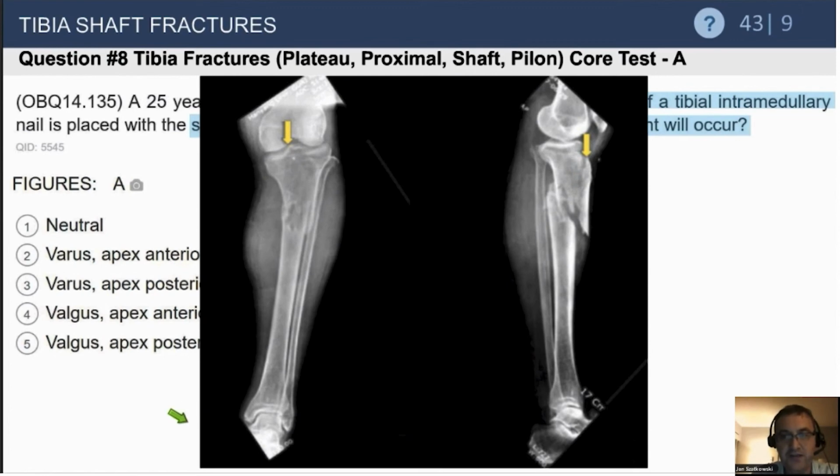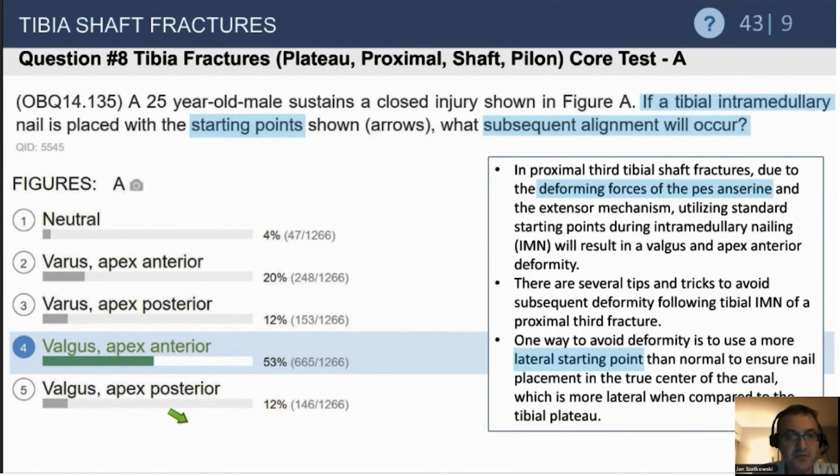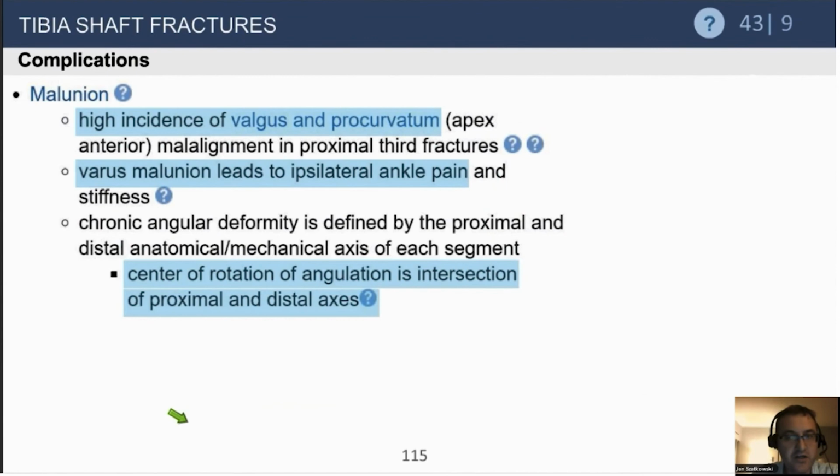We've talked about this already. This should be all review for everybody, but once again, we just want to get it again. Valgus, apex anterior. I think we've really covered this multiple times. Remember, you want to have a correct starting point on the lateral view, and if anything, a more lateral starting point, not a more medial starting point, to avoid malalignment of a proximal tibia fracture.